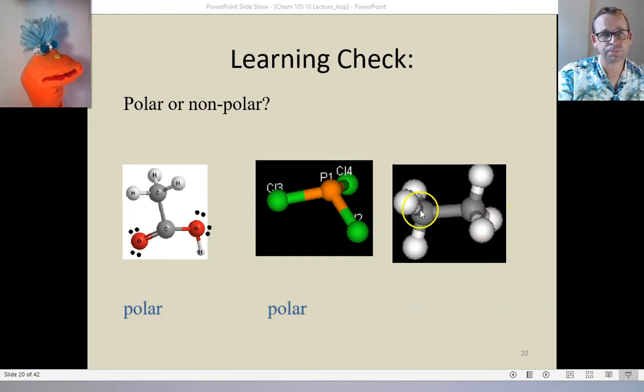How about this one here? What are those gray ones? These are carbon. And the white ones? Hydrogens. Does it look symmetrical or asymmetrical? I think it's symmetric. It is. It's symmetric. Are carbon-hydrogen bonds polar? Well, carbon-hydrogen bonds are only minimally polar, not much polarity there. And because this is symmetric, you'd have to say that this is not a polar compound.